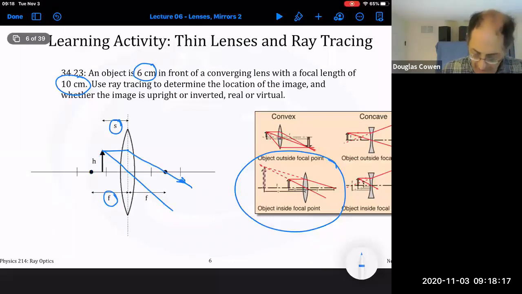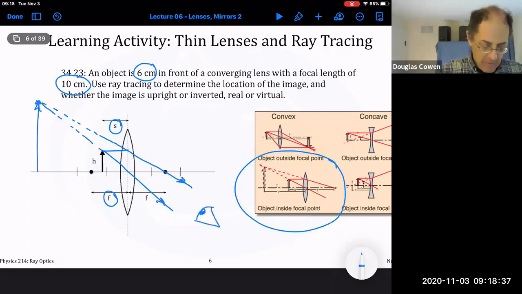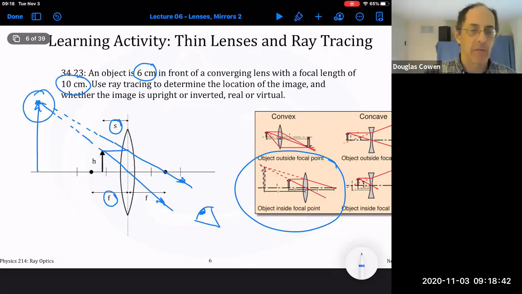If we extrapolate them back, where they meet is where the tip of the arrow of the image will be. So if you're looking over here, what you see is the tip of the arrow back over here somewhere behind the lens. So is this a real or a virtual image? You can answer in the chat.